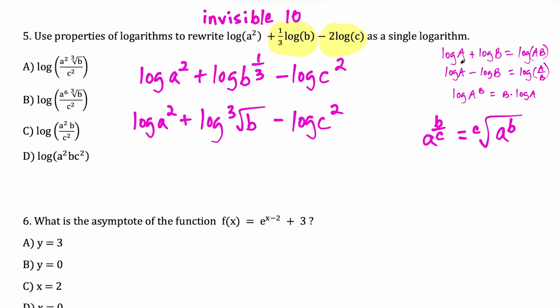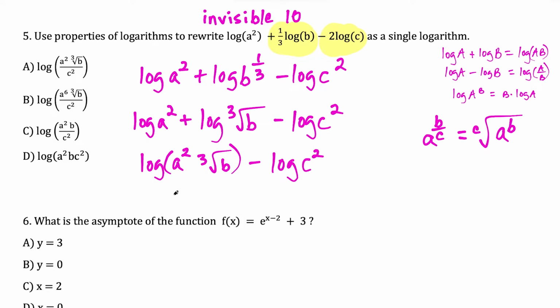Next, I want to use that first property of logs. I'm going to combine these two logs by multiplying their inside terms. So we're going to have log of A squared times the cube root of B. All I'm doing here, on these first two terms, is applying that first property of logs, and I still have the minus log of C squared.